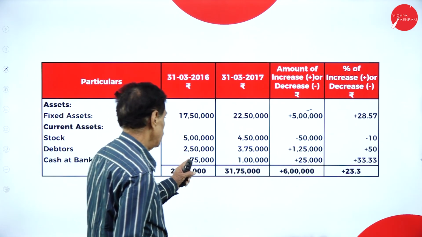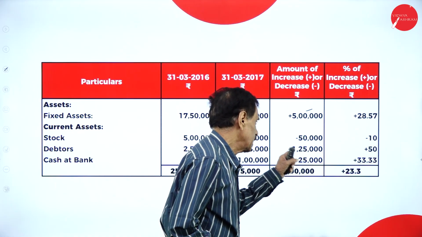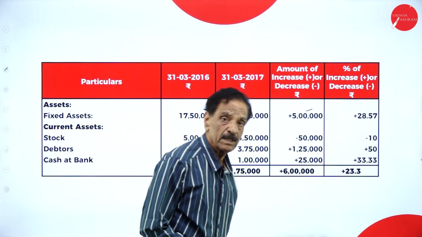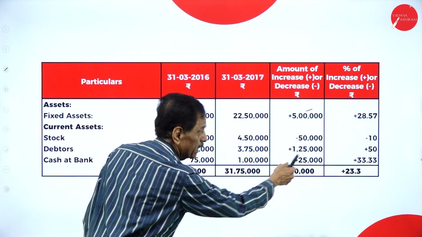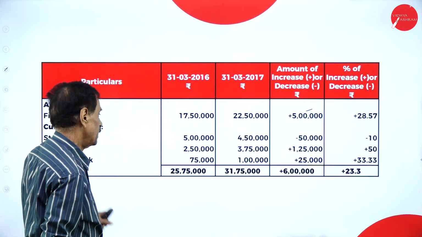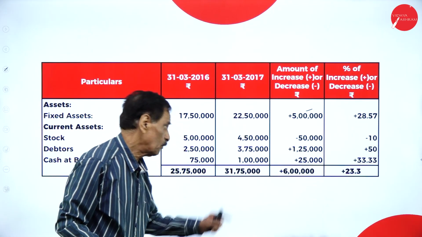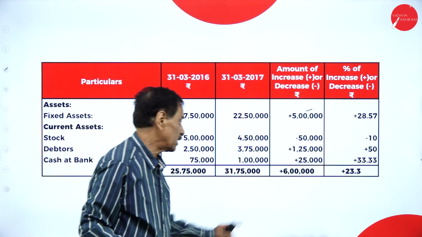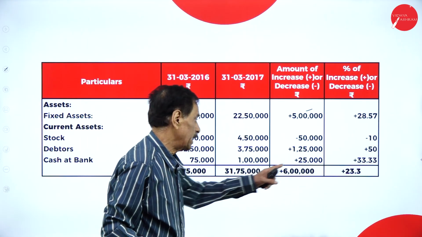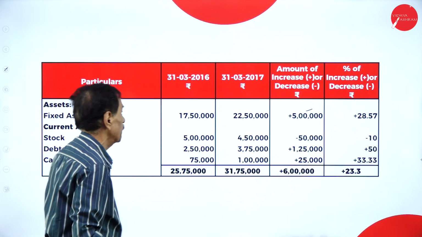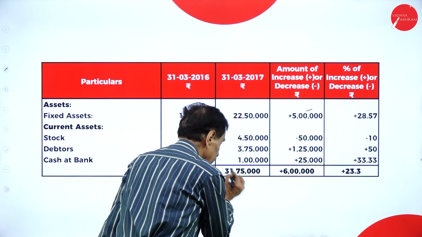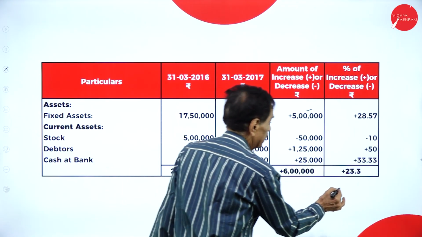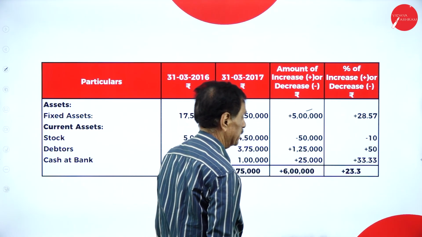Debtors, 2 lakh 50,000 to 3 lakh 75,000. Increase of 1 lakh 25,000. So the increase of 1 lakh 25,000 divided by 2 lakh 50,000 into 100 is 50%. Cash at bank, 75,000 to 1 lakh. There was an increase of 25,000. 25 divided by 75 into 100 is 33.33%. The total is 25 lakh 75,000 to 31 lakh 75,000, an increase of 6 lakh, which is 23.3%.